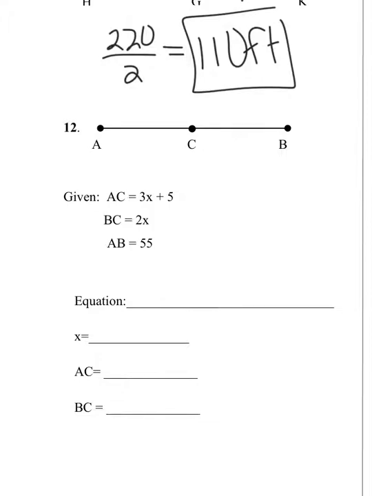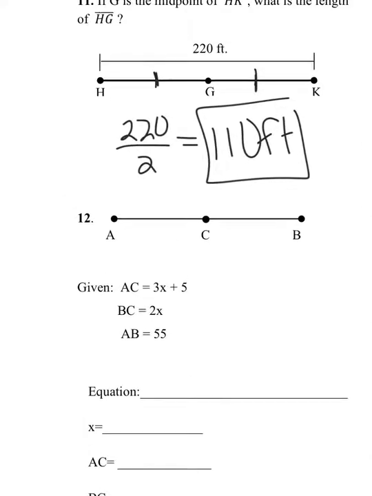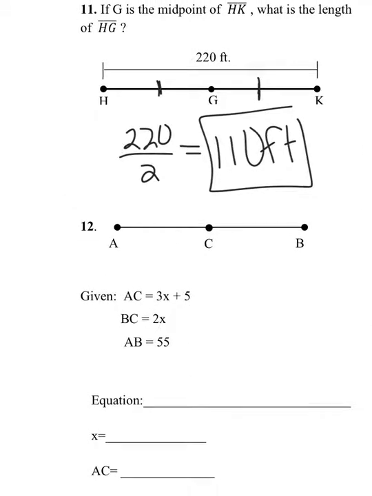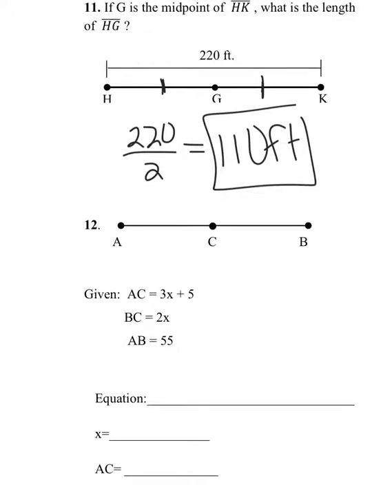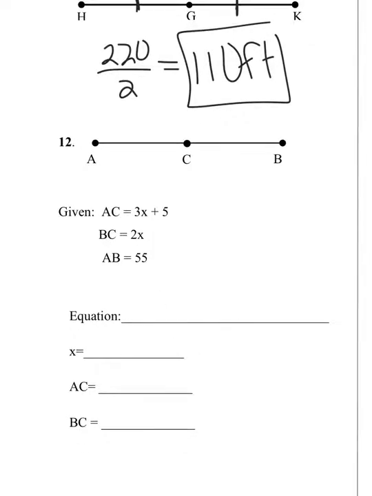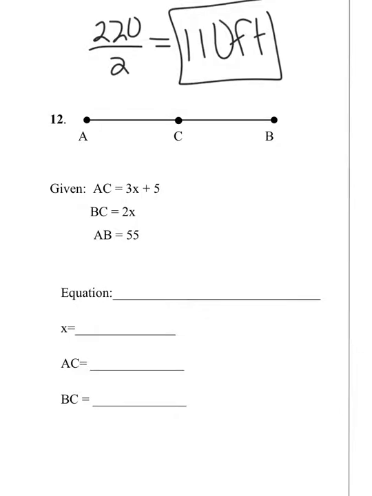Number 12. So notice the letters are out of order. And in fact, on the previous problems, the letters are out of order here. But since they're given to you and they're part of the picture, it's okay. You just got to go with what they give you. So AC is 3x plus 5. BC is 2x. And the whole thing is 55 from A to B. So they want to know, what equation should you write?